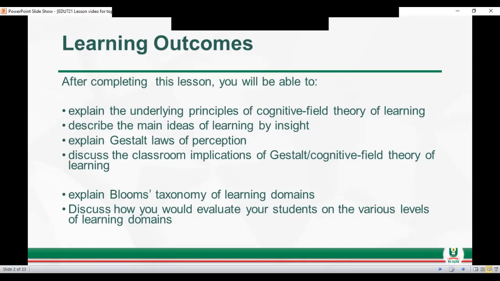Also, on the aspect of Bloom's taxonomy, we are going to explain the concepts in Bloom's taxonomy of learning domains and discuss how you would evaluate your students on the various levels of learning domains.